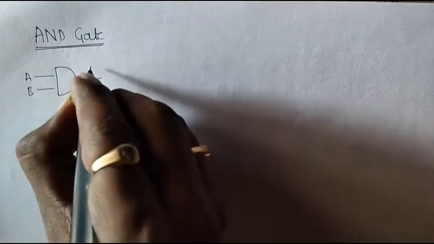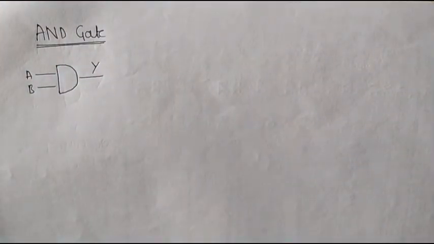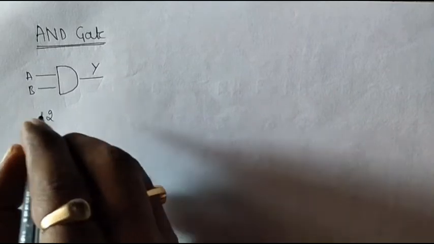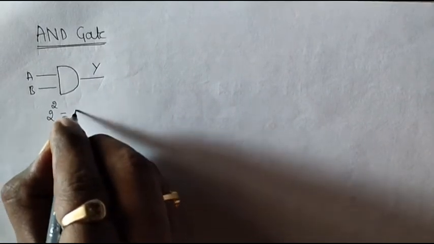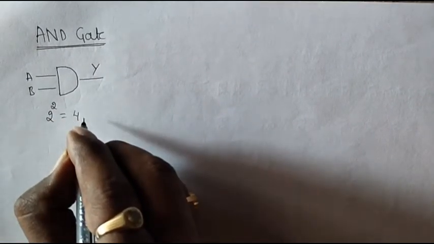Let's study the AND gate. AND gate is represented by the symbol like this. If I use A and B variables as the input and I'll use Y as the output, when I use two variables, that is 2 raised to 2, I have 4 possible inputs.